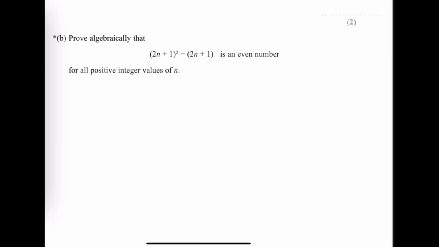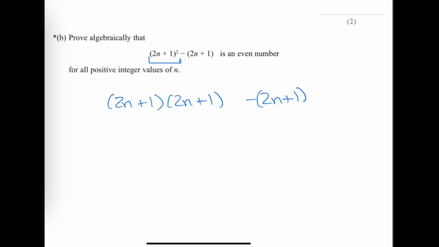B, prove algebraically that (2n plus 1) squared minus (2n plus 1) is an even number for all positive integer values of n. So first thing we are going to do is expand this out. When in doubt, just expand and try to solve it in a more logical way. So if we just take it out, we'll do (2n plus 1)(2n plus 1), and minus (2n plus 1). We need 2n times first. This is because of a bit of math.